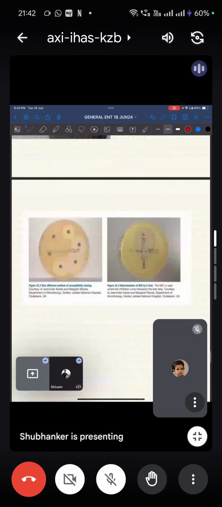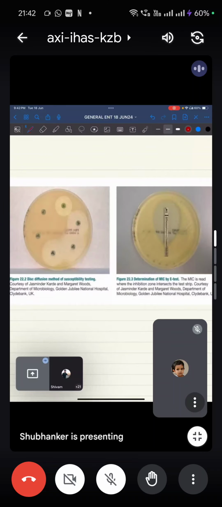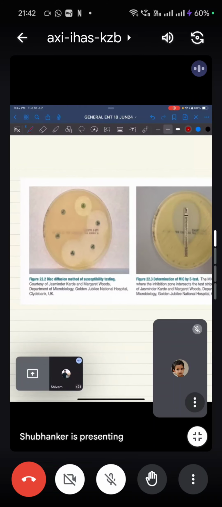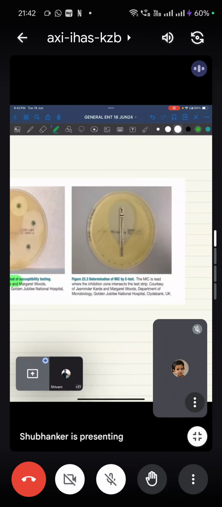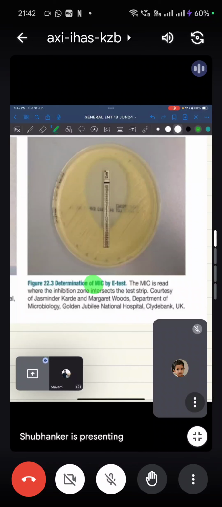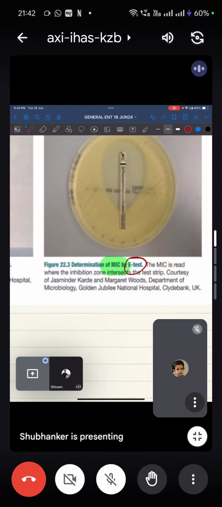Okay, achha, one more thing is there again, please culture. The main purpose of putting this image over here is to remember the name, nothing else. Okay, this method is called a disk diffusion method of susceptibility testing, and this is determination of your minimum inhibitory concentration by a diffusion test. Name of this test is E-test. ठीक है, इसके अलावा कुछ पढ़ने का इसमें जरूरत नहीं है.